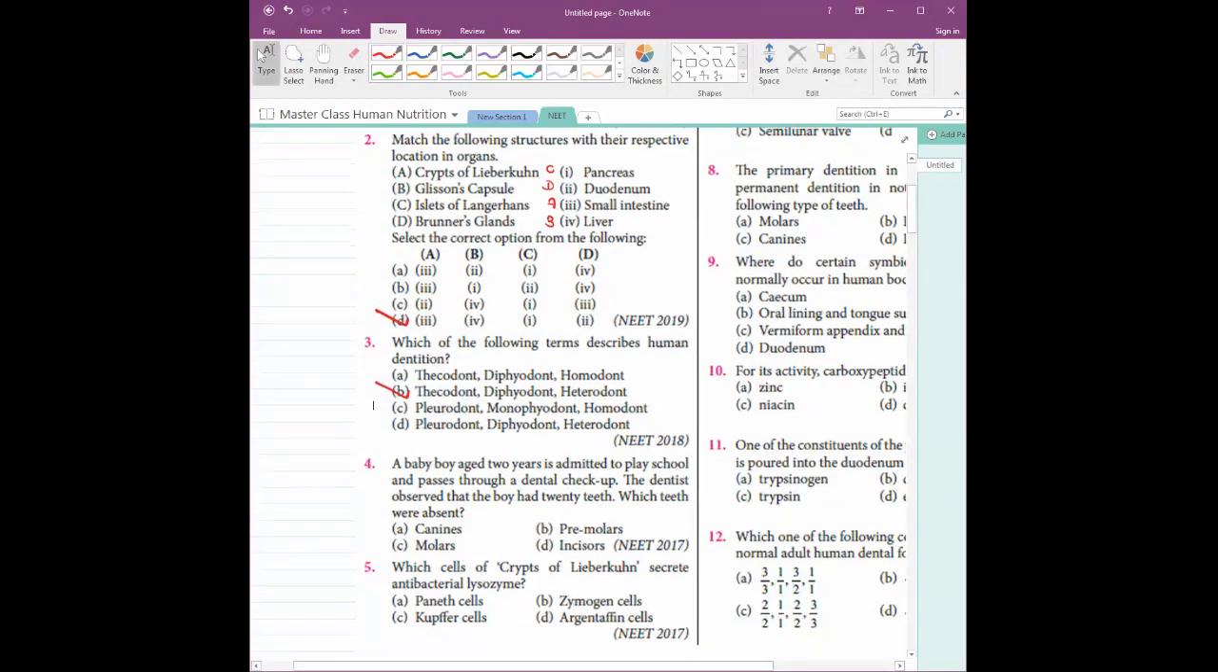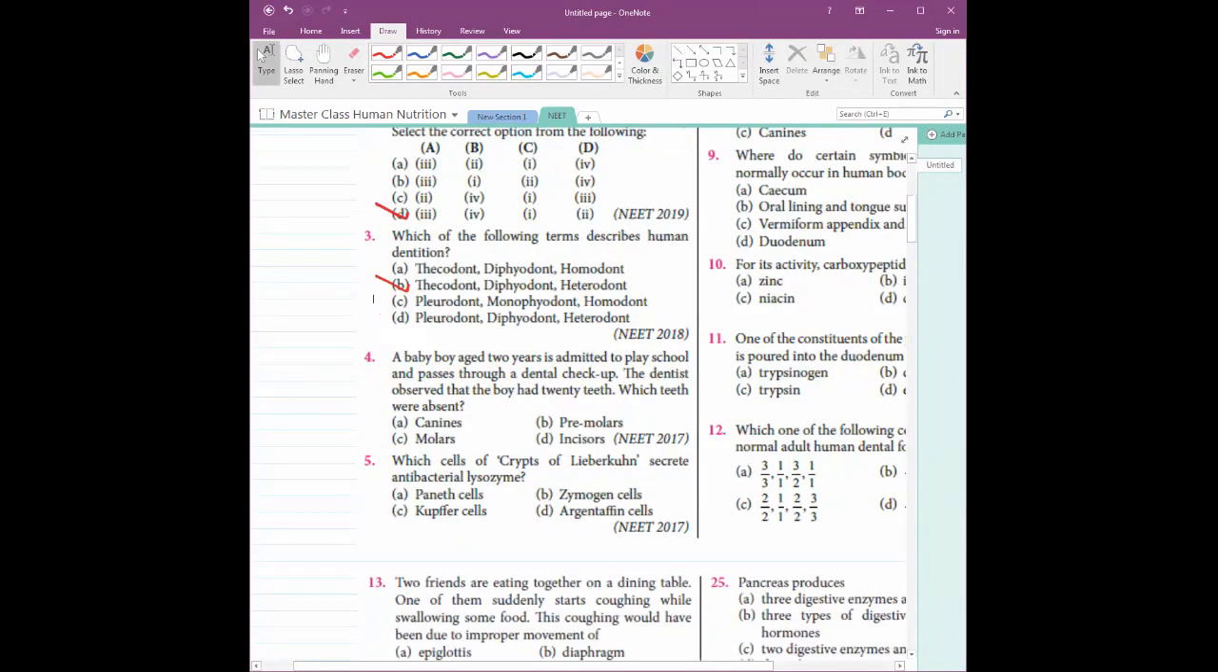Next question is for Rishik. A baby boy aged 2 years is admitted to play school and passes through a dental checkup. The dentist observed that the boy had 20 teeth. Which teeth were absent? Now, guys, this is a very tricky question. I told you, you have to look at the dental formula. According to the new version, what is the dental formula? First, Rishik, can you give me the dental formula?